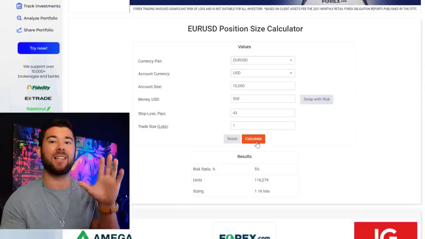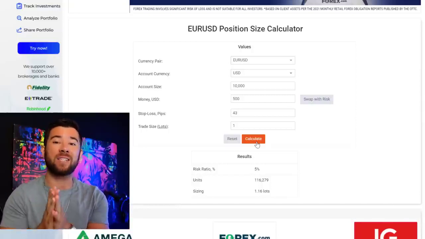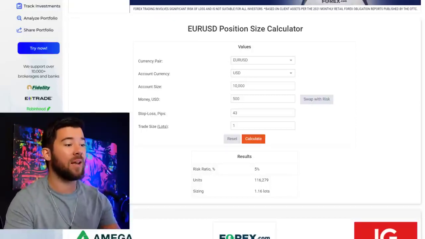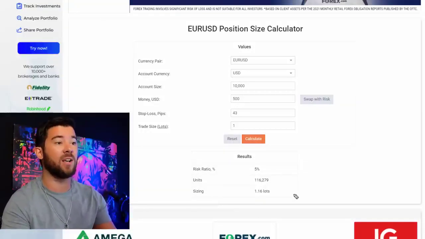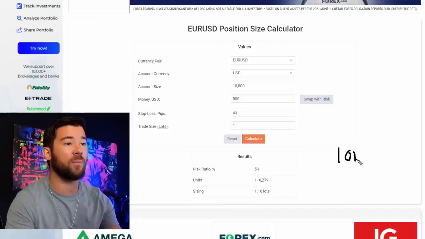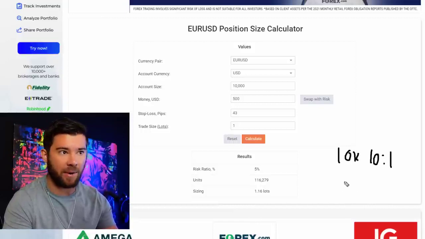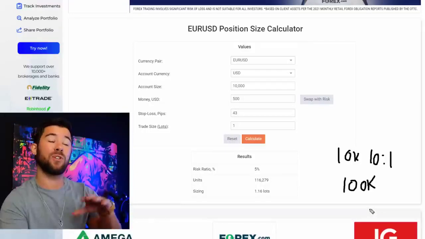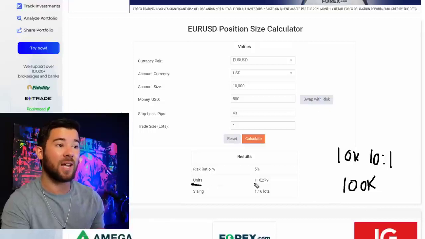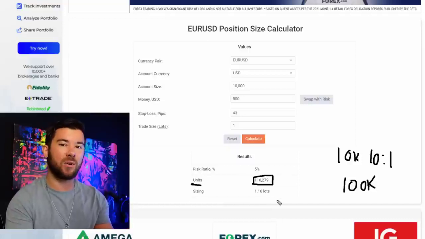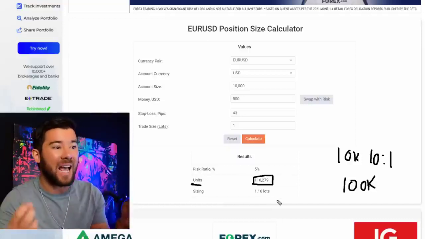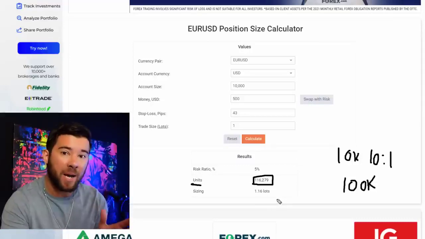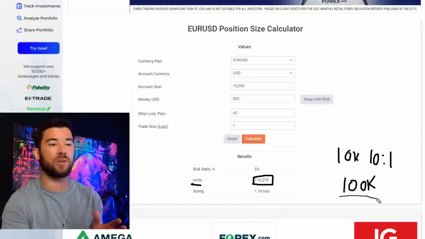Remember, leverage is our maximum buying power. And with the leverage we have currently that we've discussed throughout this video, 10K account, 10-to-1 leverage, what's our max buying power? 100K units. Now, I want you to look at the units and look how much we would need to place this trade. In order to place this trade, we would need 116,000 units. Our max buying power with leverage is only 100,000 units.